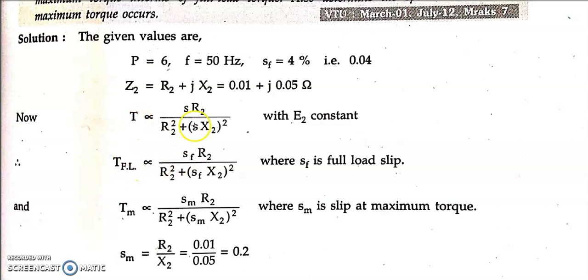Now I'm going to write the generalized formula of full load torque. You can write K E2 also, not a big deal. So T_FL equals K E2 S_F R2 divided by R2 square plus S_F X2 whole square. Similarly, maximum torque T_M equals K into E2 S_M R2 divided by R2 square plus S_M X2 square.